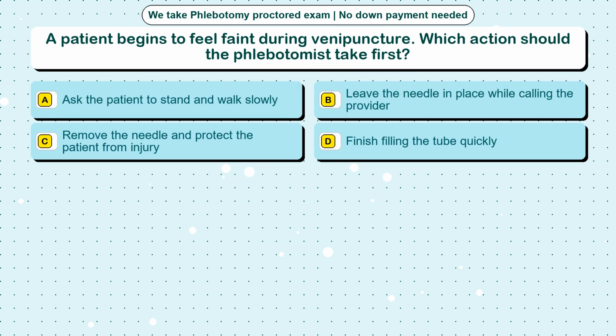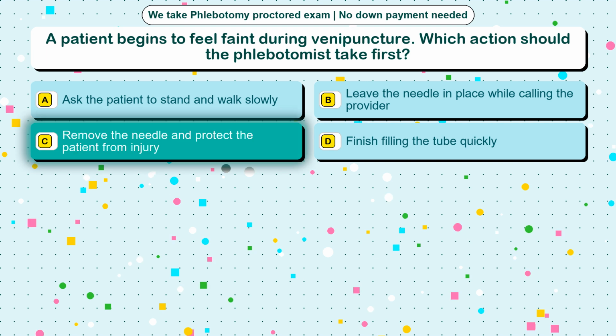Question 23. A patient begins to feel faint during venipuncture. Which action should the phlebotomist take first? Option A. Ask the patient to stand and walk slowly. Option B. Leave the needle in place while calling the provider. Option C. Remove the needle and protect the patient from injury. Option D. Finish filling the tube quickly. The correct answer is option C.